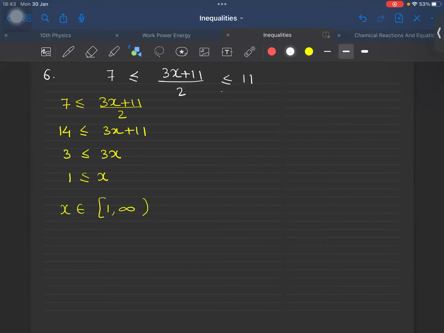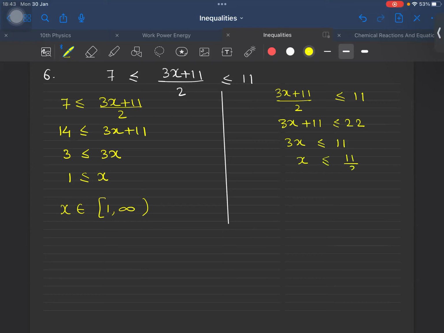You can represent that on number line, of course. Well, later we'll represent it. Now the second one, it says (3x + 11)/2 should be lesser than or equal to 11. Multiply both sides by 2, you'll get 3x + 11 should be lesser than or equal to 22. So 3x should be lesser than or equal to 11. Now x should be lesser than or equal to 11/3. That means x belongs to (-infinity, 11/3], and we'll be using closed bracket because equality sign is there.